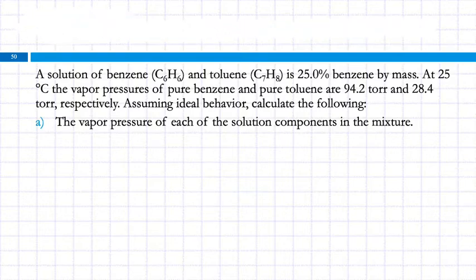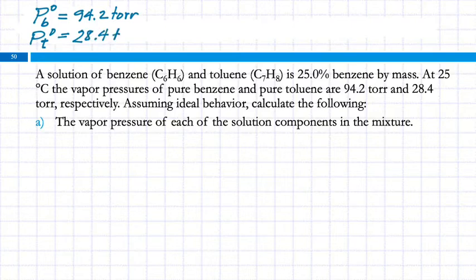So I'm going to make a little space up here. I'm going to call toluene T and benzene B. Okay, we'll go back because I had a glitch here. Vapor pressure of pure benzene is 94.2 torr. Vapor pressure of pure toluene is 28.4 torr. And I have a solution here that is 25.0% benzene by mass. That means I have 25.0 grams of benzene in 100 grams of solution.